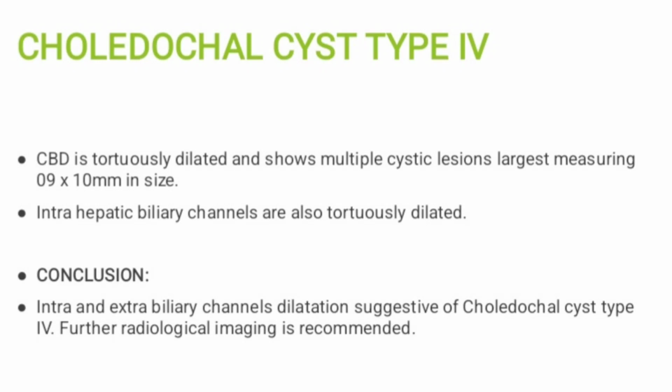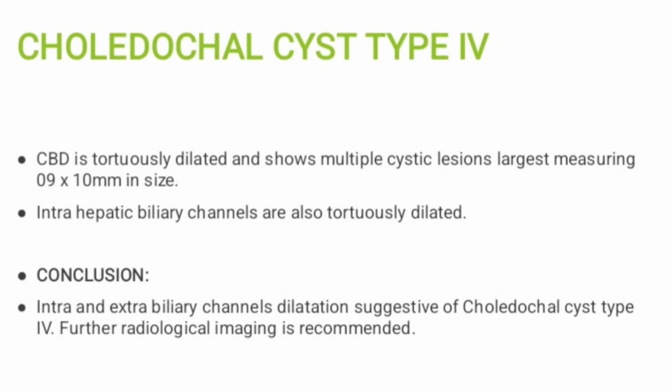So the conclusion of this report is that intra and extrahepatic biliary channel dilatations are suggestive of choledochal cyst type 4. Further radiological imaging is recommended, as we have discussed about the choledochal cyst. So cyst types 1, 4 and 5 can be easily appreciated on ultrasound imaging, and this would be the report.